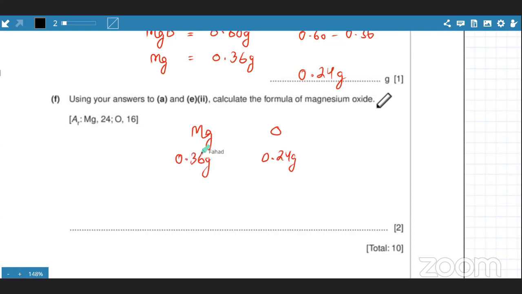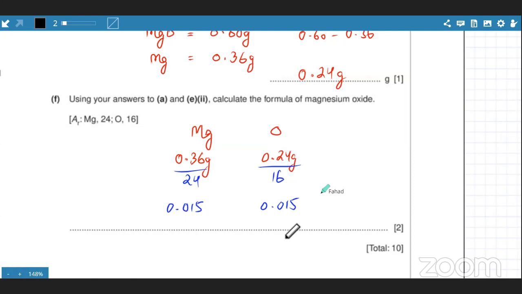So how do you calculate the empirical formula? There are two steps to it. The first step is you find the moles. You divide by the Ar. So I'm going to divide that by 16. I'm going to divide this by the Ar of magnesium, which is 24. So it's going to be 0.36 divided by 24. So both values, they actually come out to be 0.015 moles.